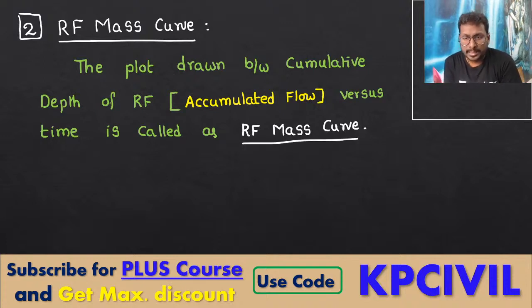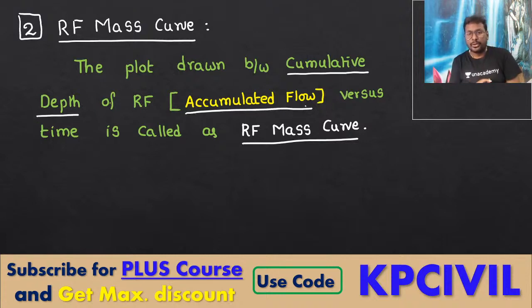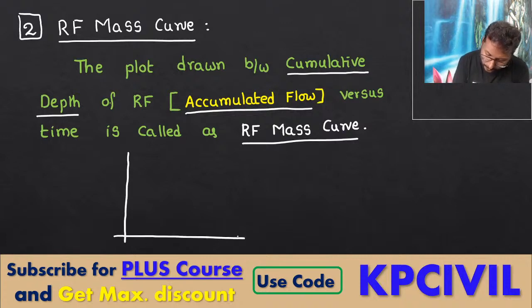So these two points are very important. Sometimes they will give you cumulative depth, sometimes they will give you accumulated flow. Both are the same words, no change. Just alternate words: cumulative depth, accumulated flow. So you are going to plot a graph, with time in hours on the x-axis.